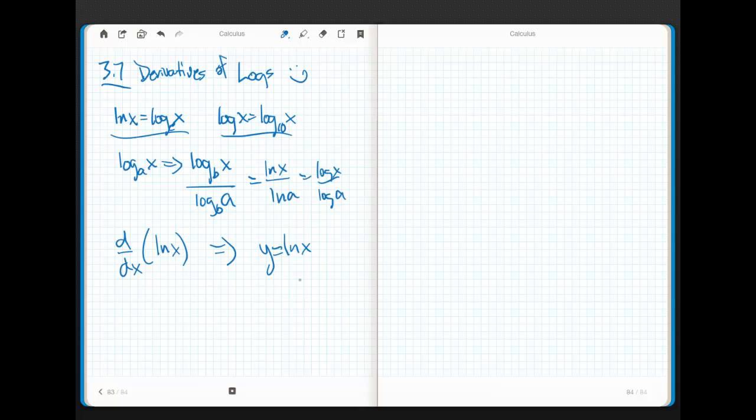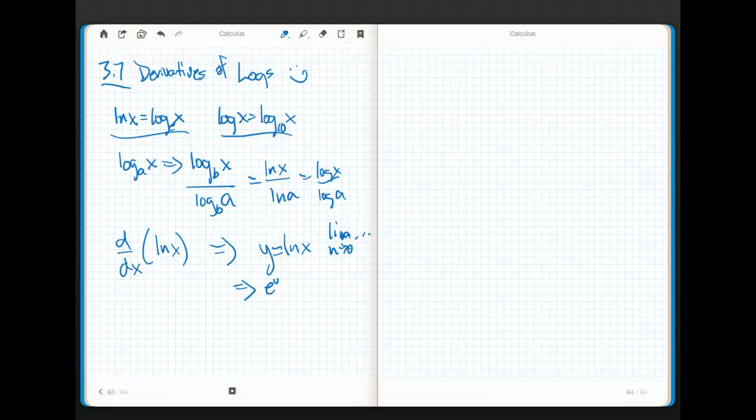Now again, if I have other more powerful tools, I don't want to start this whole thing with the limit as h goes to 0, et cetera, et cetera. That's kind of a pain, right? So I'm going to cheat. Watch what I do here. I'm going to use algebra.